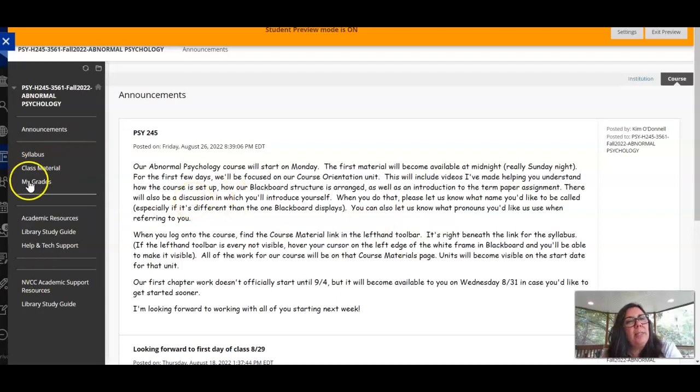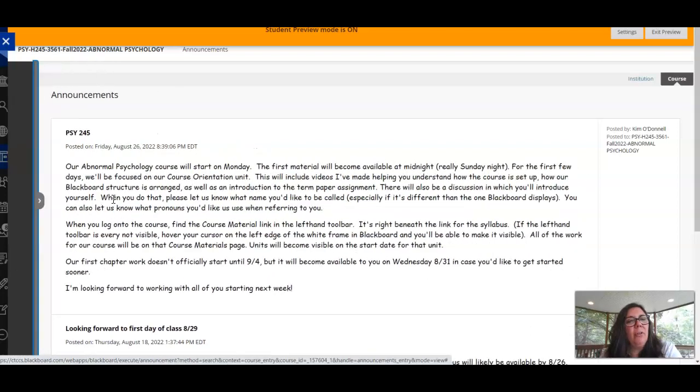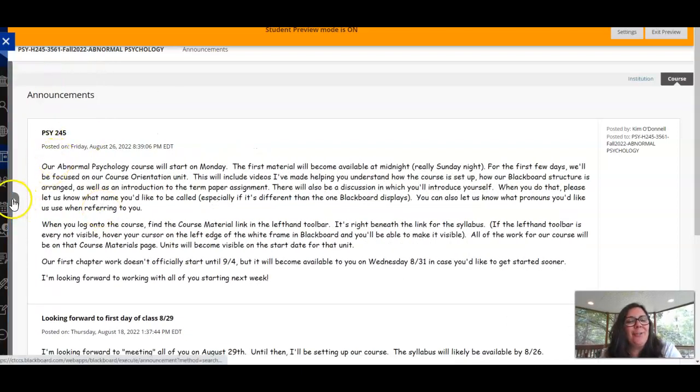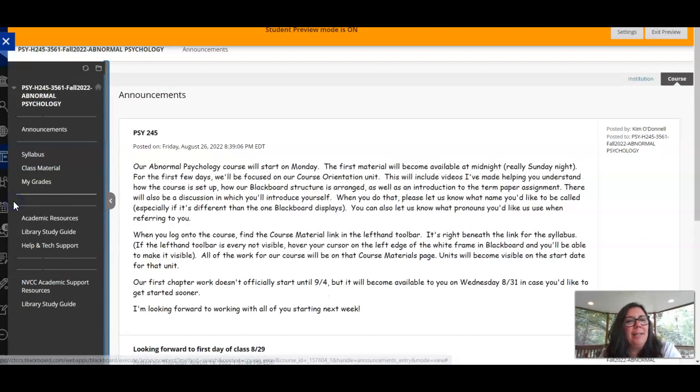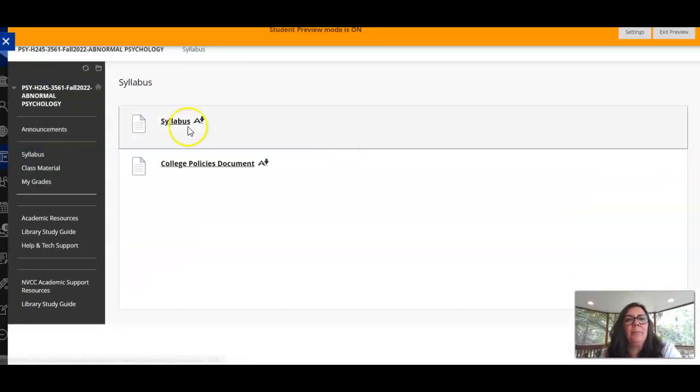So you can find your syllabus here on the left-hand toolbar. Just make note of the fact that if ever you come on and you can't see the left-hand toolbar, it just means that we'll have collapsed. Just click that arrow and it'll come back. You're always going to land on the announcements page, but find the syllabus here.